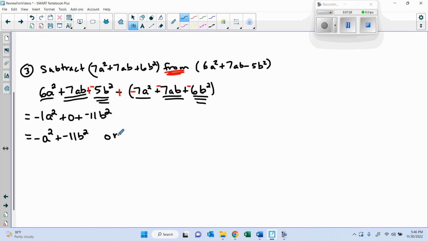Remember, it's perfectly fine to write minus a squared minus 11b squared. It doesn't matter which way you do that. Okay, so both of those answers are perfectly fine. Really, this answer's fine.